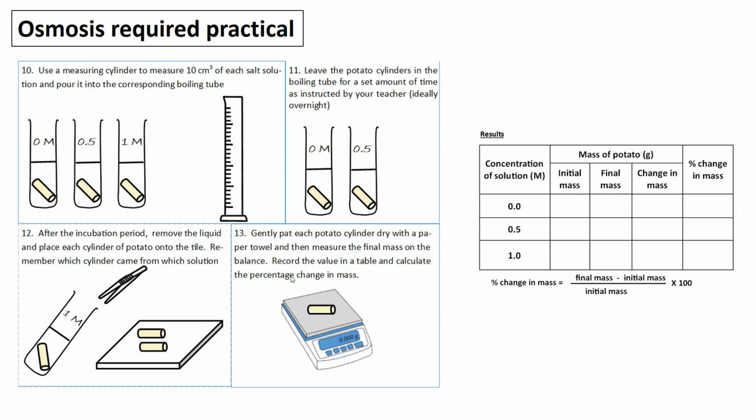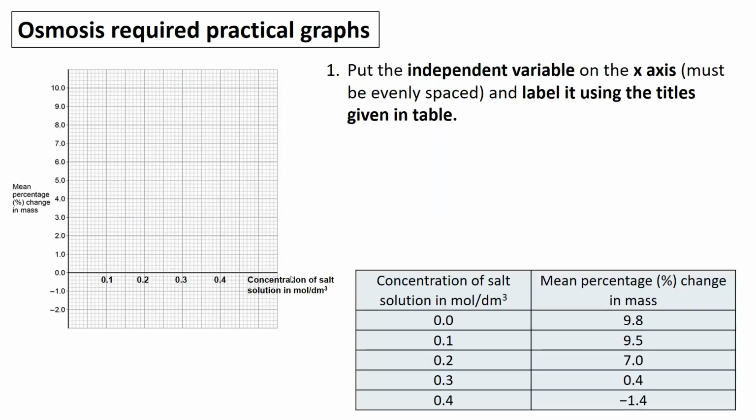When you've worked out the percentage change in mass, you will be asked to plot a graph. So when you're plotting a graph, there's certain rules that you need to follow, and that's true in chemistry and physics and everywhere.